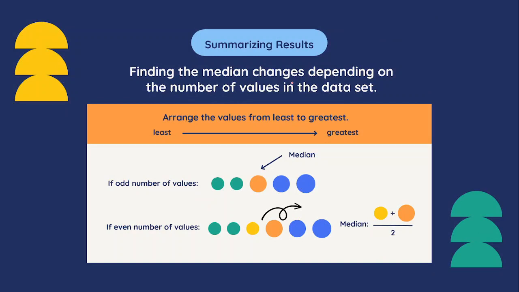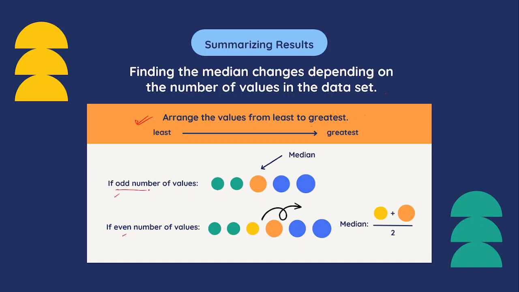Finding the median changes depending on the number of values in the data set. It means if it is odd values, if it is even values, there will be different ways to find the median. So how do we find the median? We arrange the values from least to greatest. Here you can see smaller, then greater, then greater, like that we have arranged.